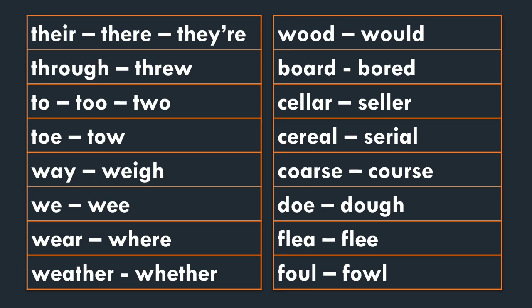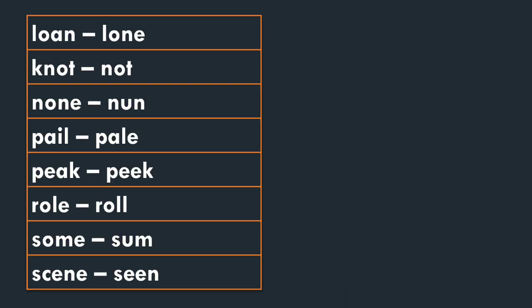F-L-E-A, flea, means a biting insect without wings which bites animals and humans also, and which sucks blood. F-L-E-E, flee, means to leave some place without giving information to somebody and also intending not to return to that place. Next is foul and fowl. Foul means dirty, and fowl is those animals that we keep for eggs and chickens. Next pair of homonyms is loan and lone.